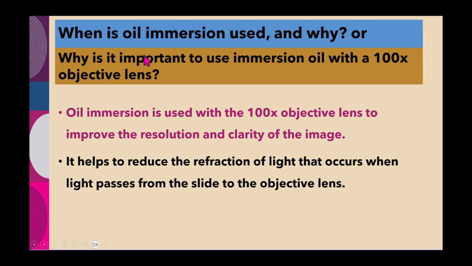Now this is the same question. When is oil immersion used and why? Or why is it important to use immersion oil with the 100x objective lens? Oil immersion is used with the 100x objective lens to improve the resolution and clarity of the image. It helps to reduce the refraction of the light that occurs when the light passes from the slide to the objective lens.